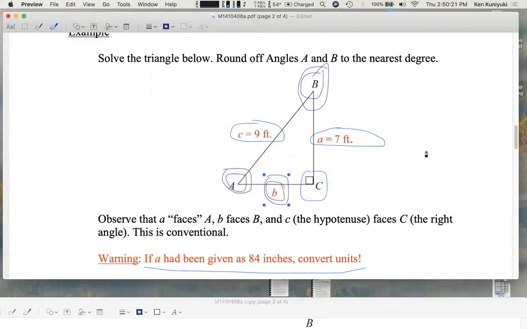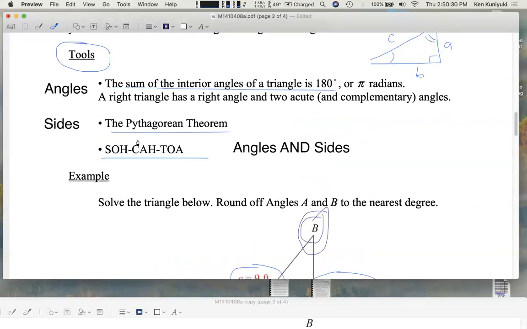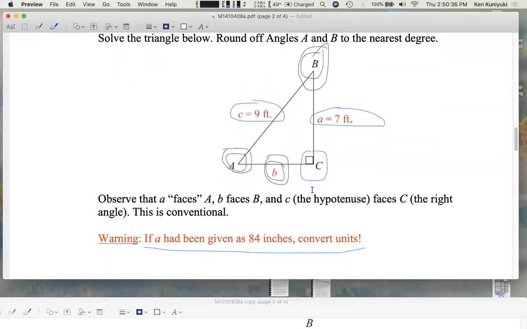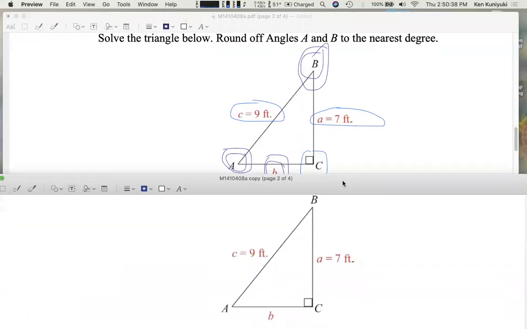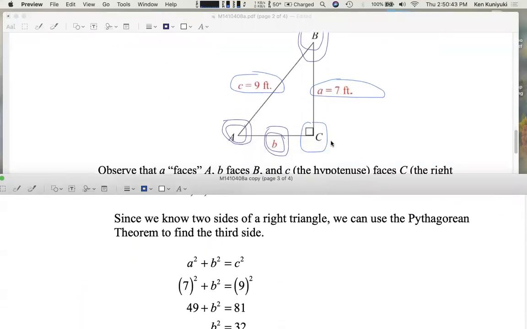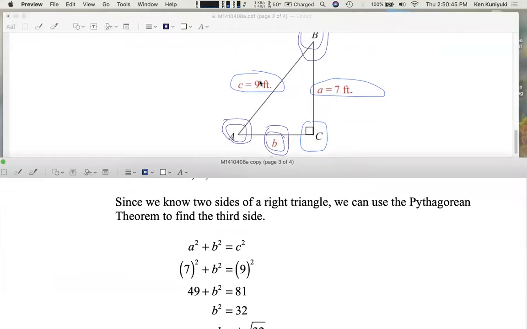Okay. Now, again, given these 2 side lengths, how can we find this missing side length on a right triangle? The Pythagorean theorem. a squared plus b squared equals c squared. I'll do the calculations over here. All right, a squared plus b squared equals c squared. These are consistent units, feet. 7 squared plus b squared equals 9 squared.